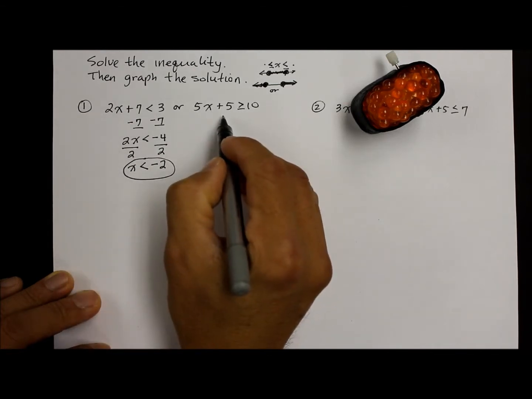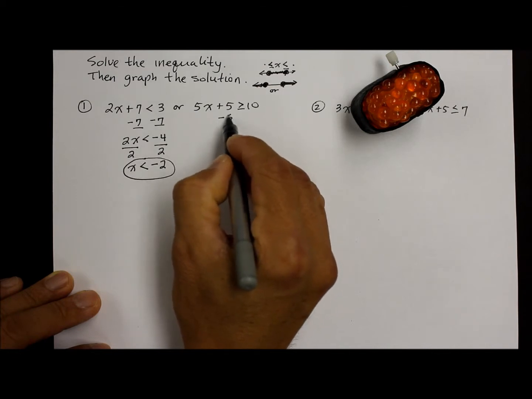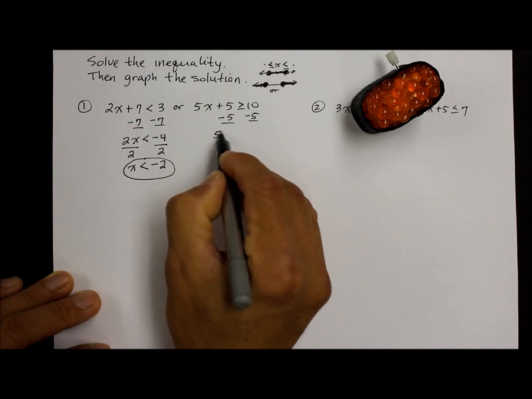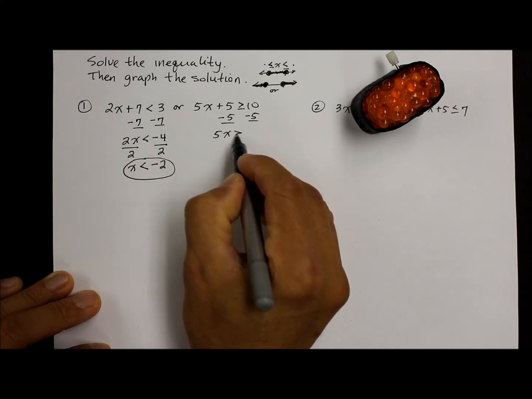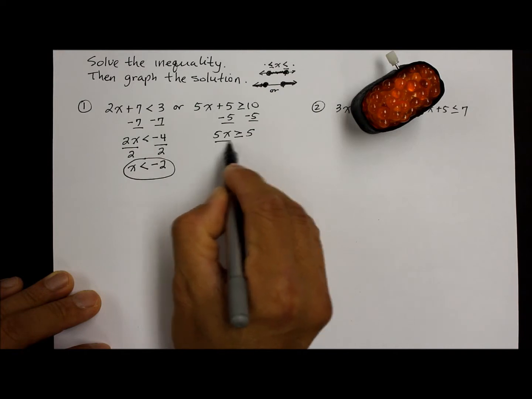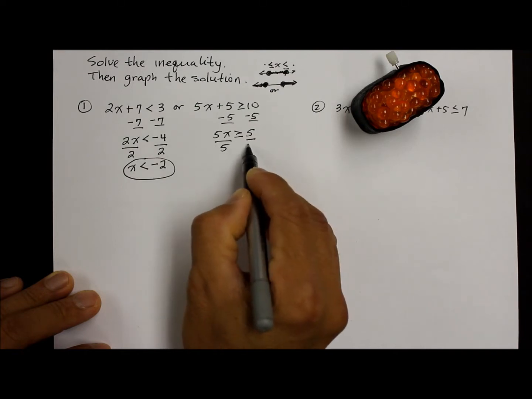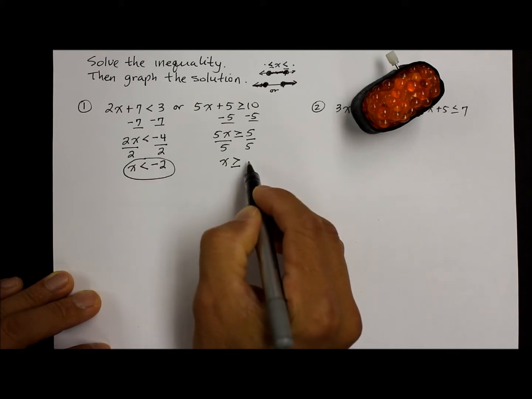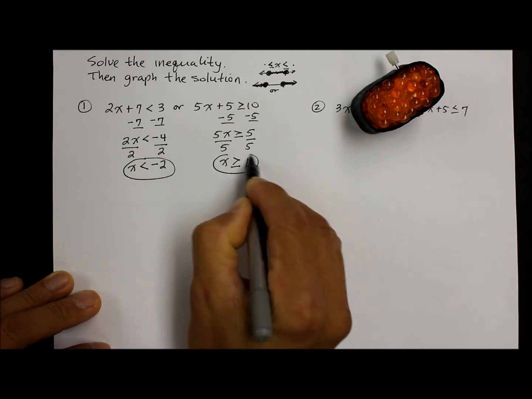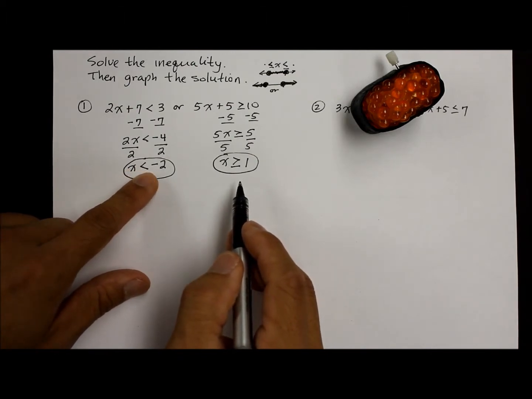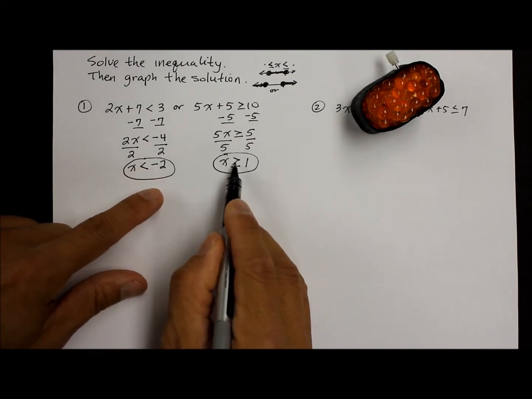To solve this inequality, we're going to subtract 5 from both sides of the inequality. So on the left we have 5x is greater than or equal to 10 minus 5, which is 5. To solve for x, we divide both sides by 5. So x is in fact greater than or equal to 1. X is less than negative 2. X is greater than or equal to 1.